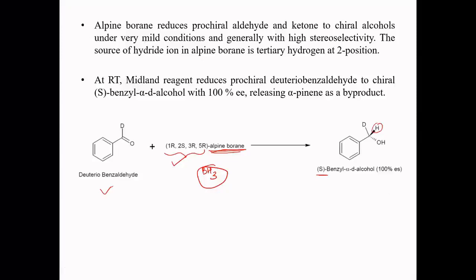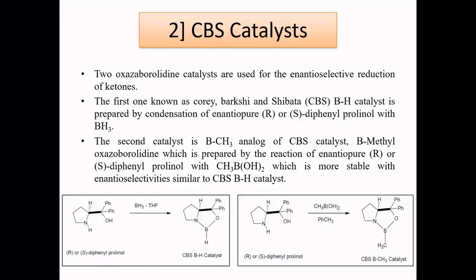So whosoever is introducing the chirality, change that configuration to get the opposite. But every time this is not possible. Okay? For example, if you see in this case it is easy, R prolinol and S prolinol, but DT, that is tartaric acid, both are not easily available in nature.